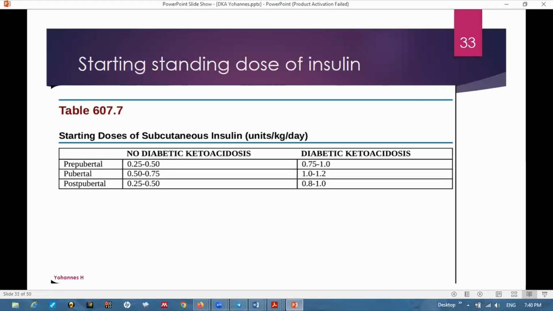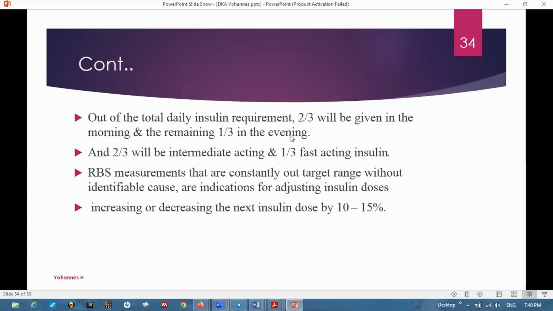So those are the starting doses of insulin based on age. For pre-pubertal DKA, 0.75 to 1 international unit per kg per day. For pubertal, 1 to 1.2. For post-pubertal, 0.8 to 1 international units per kg. Out of the total daily dose, 2/3 will be given in the morning and 1/3 in the evening. From this, 2/3 will be intermediate acting like NPH, and 1/3 will be fast acting regular insulin.